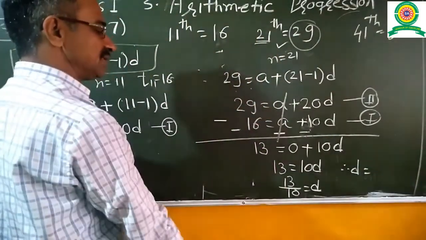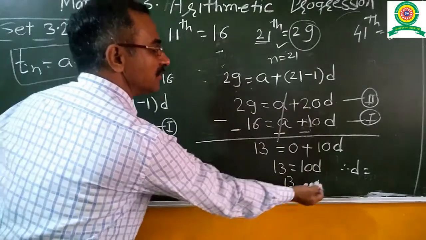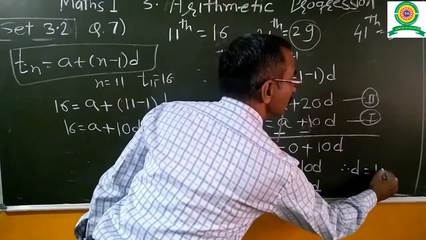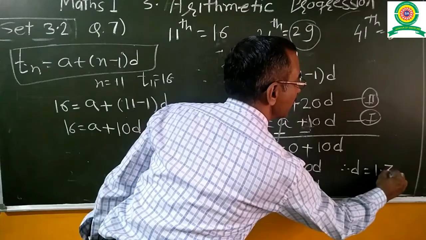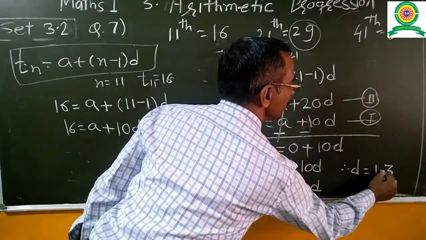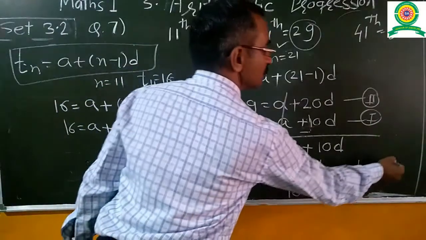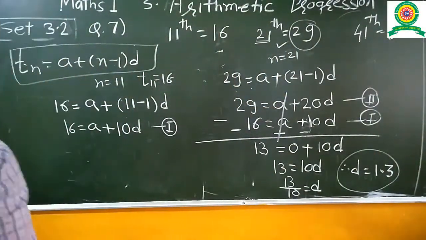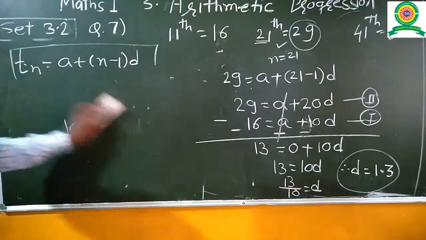When any number is divisible by 10, we use a decimal point, meaning after one digit we write the decimal point here. So what is the value of D? We get D equal to minus 1.3.